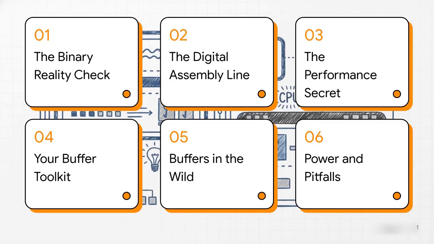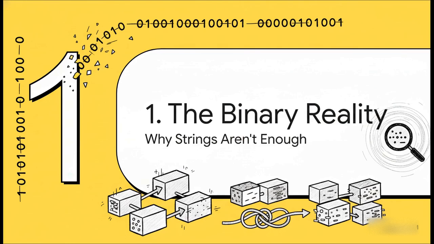Okay, so here's what we're going to cover. We'll kick things off with a binary reality check, then introduce the hero of our story, the digital assembly line. We'll uncover its performance secrets, open up the Buffer Toolkit, see them in the wild, and finally, talk about the power and pitfalls. Let's get to it. First up, the binary reality check.